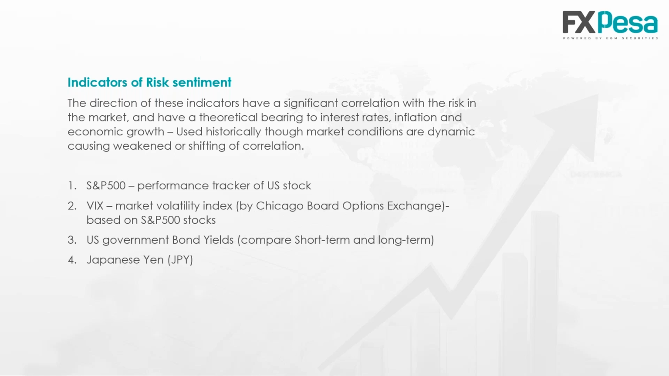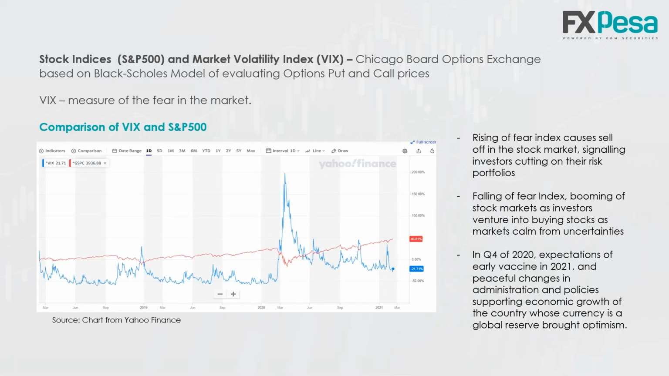These are examples of the indicators that you will look at to try and pick out the sentiment in the market. Now, let's try to compare a few of them. We've talked about the S&P 500. That one is a tracker for the US stock market, the top 500 companies that are listed and traded in the US stock markets. Then, of course, we're talking about the market volatility index, or the VIX.